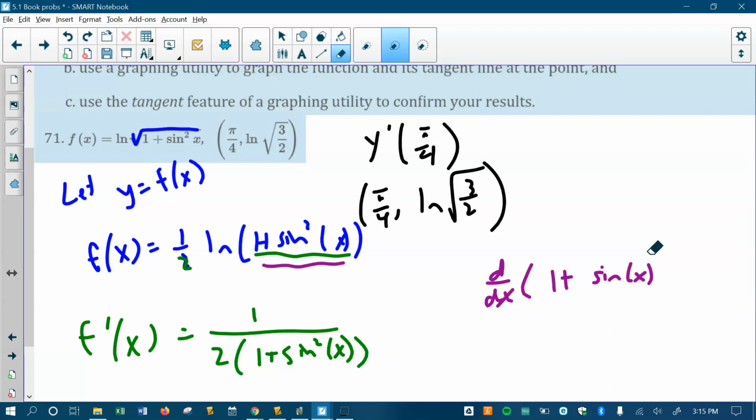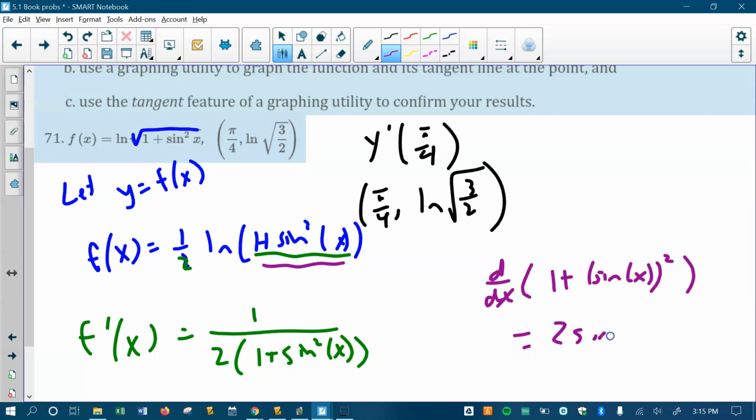Okay, 1 plus sine of x, and that's squared. Derivative of 1 is 0. The derivative of this sine squared x is going to be 2 sine x, and then the derivative of sine x is cosine x, because you need a chain rule for that part. So we have in the numerator times 2 sine x cosine x, and the 2's cancel.